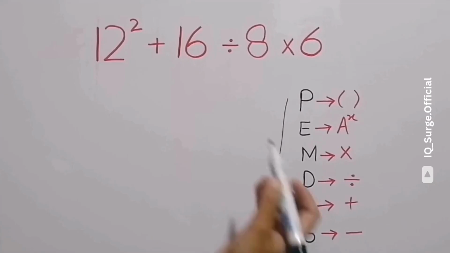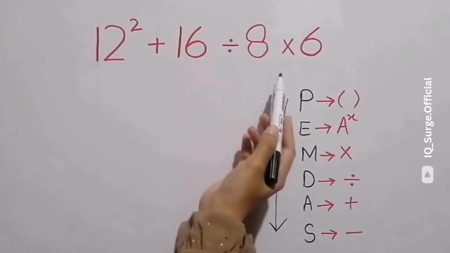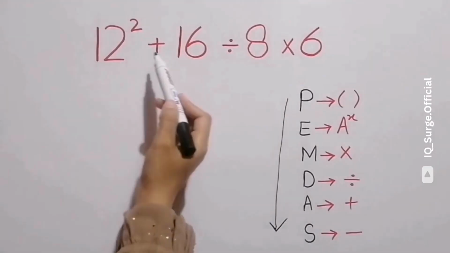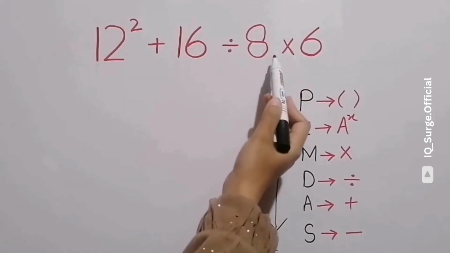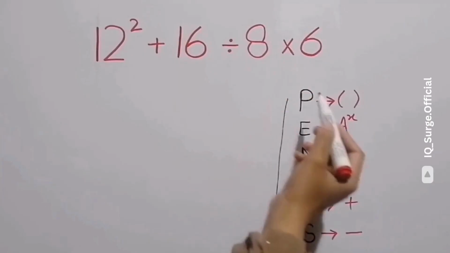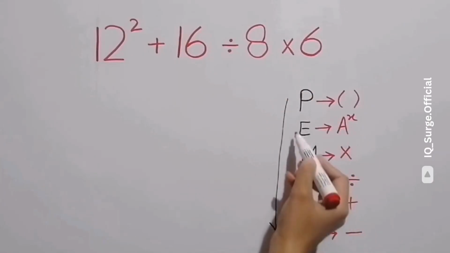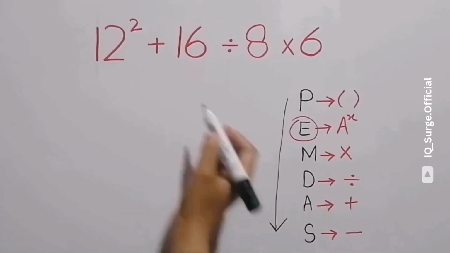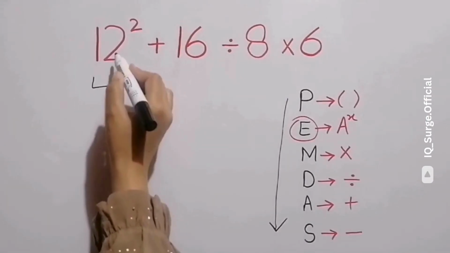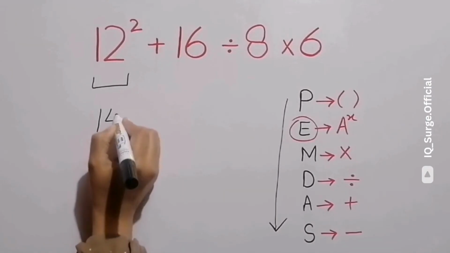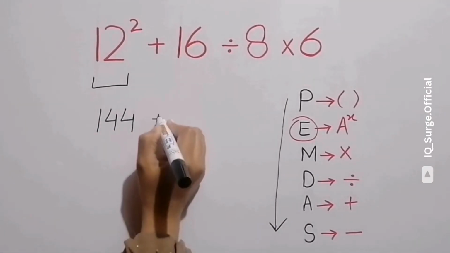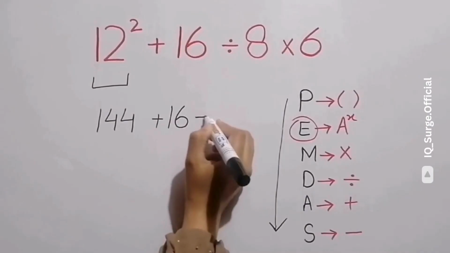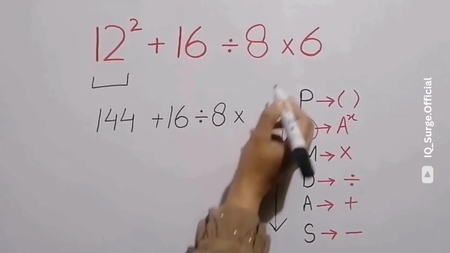Okay? As you can see in the image, in this expression we have an exponent first, then an addition followed by a division, and finally multiplication. Now according to the PEMDAS rule, we should start with the exponent because in this expression the exponent has a higher priority than the other operations. So this expression simplifies to 12 times 12 equals 144 plus 16, then divided by 8 times 6.